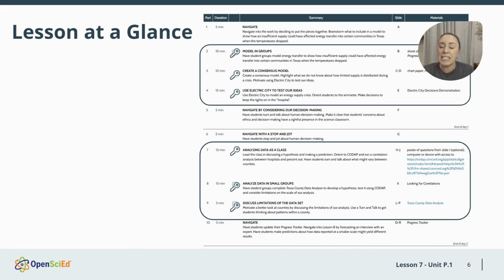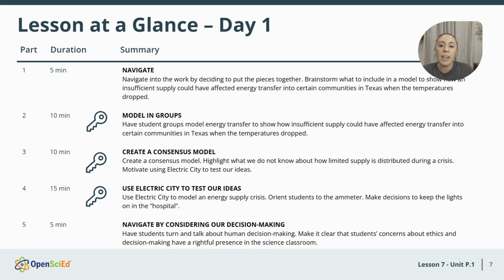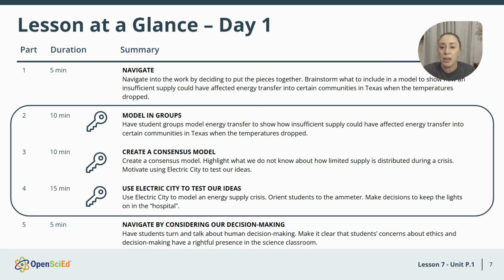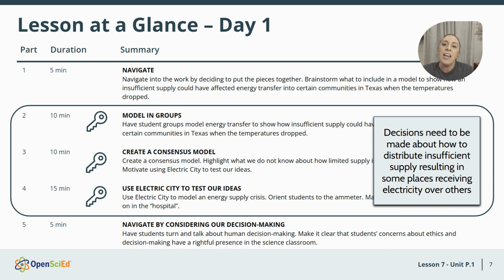So throughout these 2 days here in lesson 7, students are engaging in 2 key sense-making loops. The first one is going to occur on day 1, where students have the opportunity to try to model individually and as a class and with our electric city model from lesson 2, what actually happens in times of insufficient supply and high demand. And through these processes, we realize that humans have to be involved and humans have to make some decisions on where energy should go when there isn't enough supply to go around. And this means some places are going to receive energy while others are not.